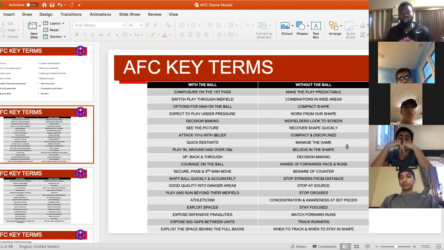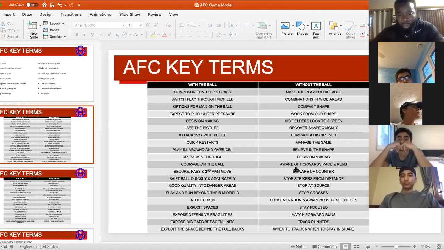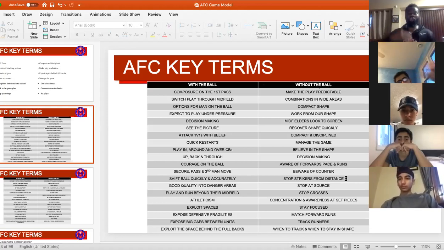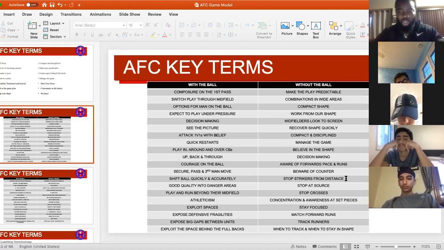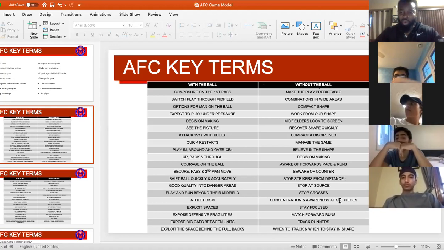If I give you the formation, you play in 3-5-2. Believe in that shape, and that's your formation. You believe in it. Be aware, right? Forward pace, run. Be aware of counter, right? So you need to be aware of counter. Stop the striker from distance. So if I'm a defender and a striker is coming at me, I want to stop him from a distance. I don't want him to get too close to me. Stop at source. So I want to stop them at source. Stop the crosses. Concentrate on awareness at set plays, right? Stay focused. Match forward runs.